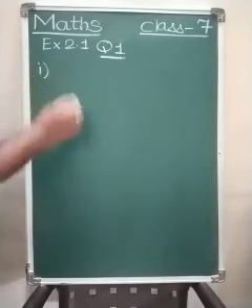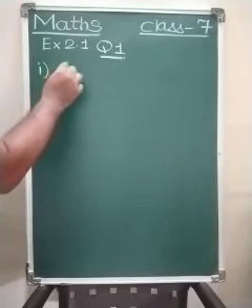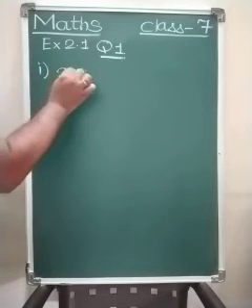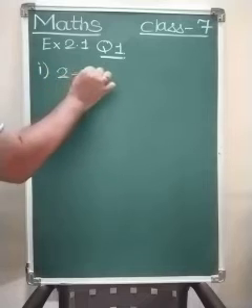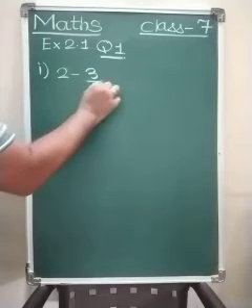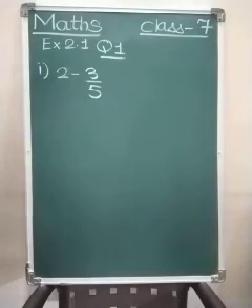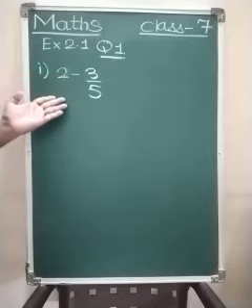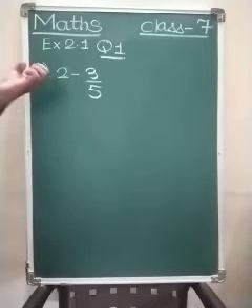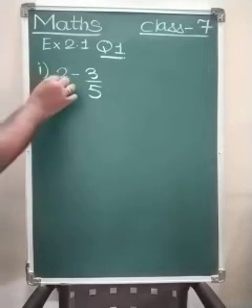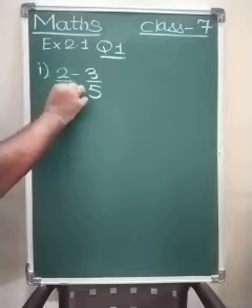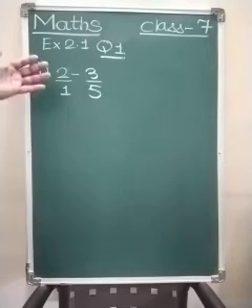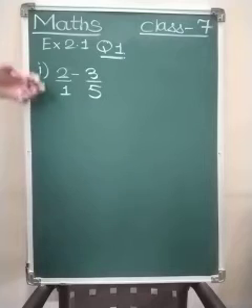So first sum, 2 minus 3 upon 5. Okay, 2 minus 3 upon 5. Now you would say, sir, this is not a fraction because the denominator is not there. So whenever the denominator is not there, we consider the denominator here as 1. So again, this is a basic thing that you have to keep in mind.